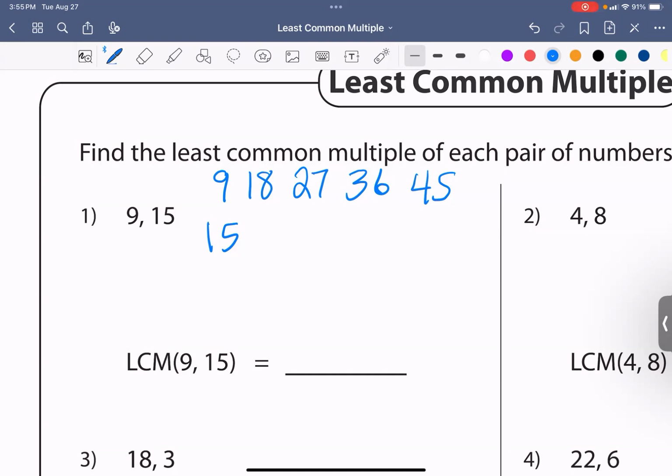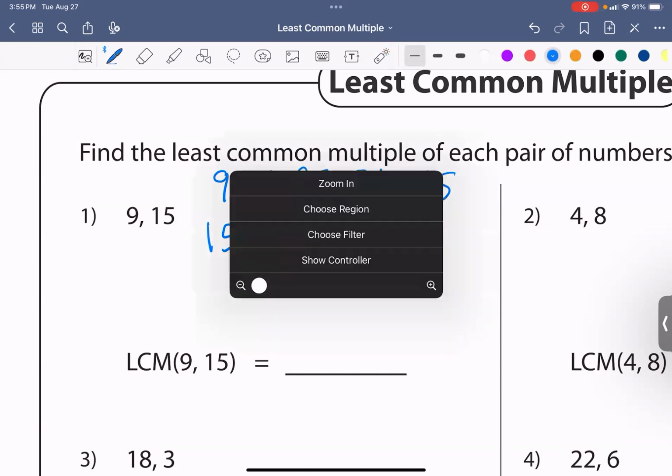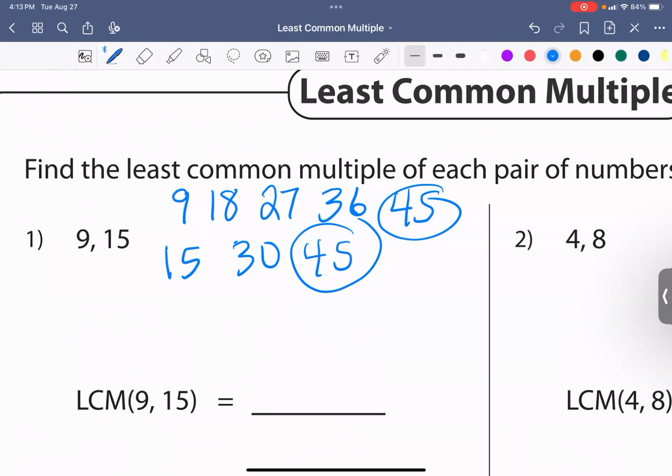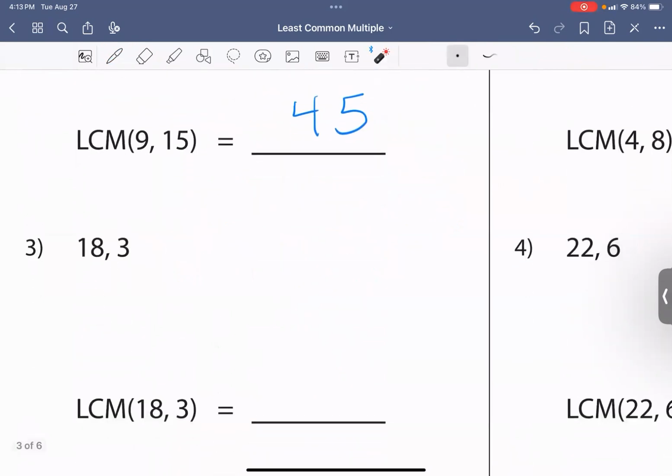So the first multiple of 15 is 15. The next multiple of 15 is 30. The next multiple is 45. That's 15 times 3. So as soon as I see a common multiple, I stop. So the least common multiple between 9 and 15 is 45.